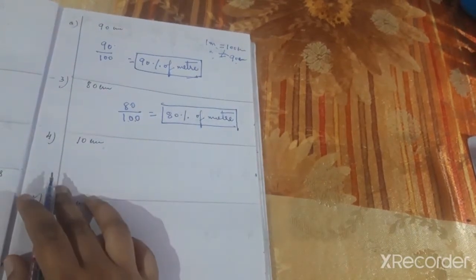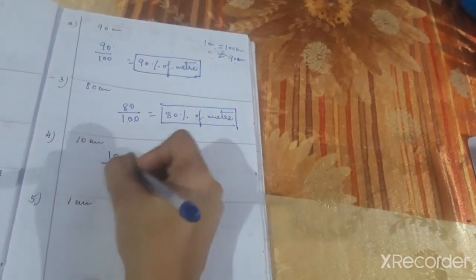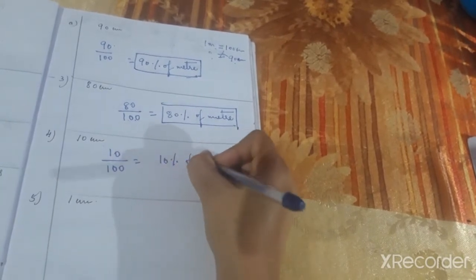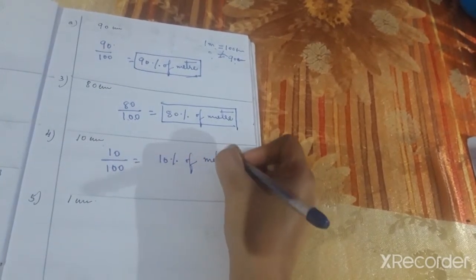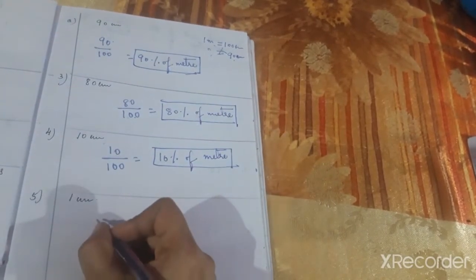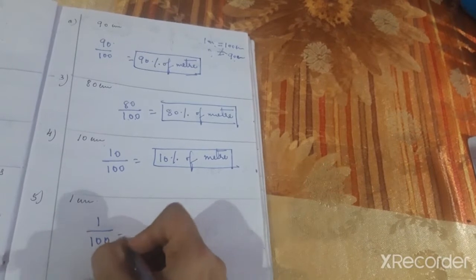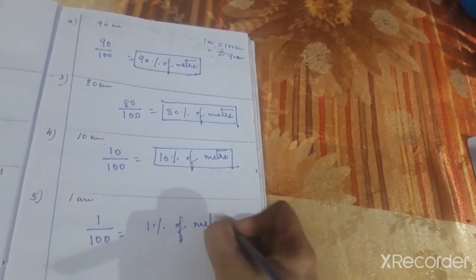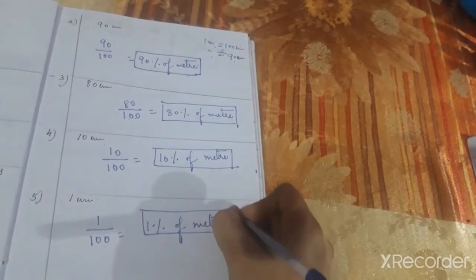Now the fourth question, 10 centimeter. So 10 by 100 meter. So here we can write 10% of meter. Now 1 centimeter means 1 by 100. So we can write 1% of meter. This is the answer, children.